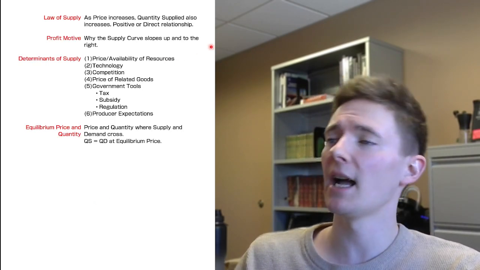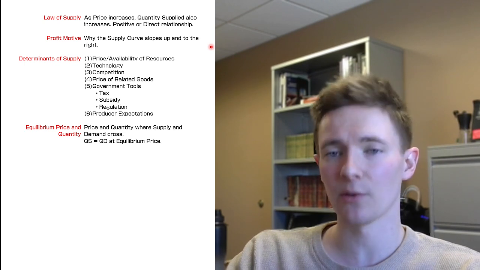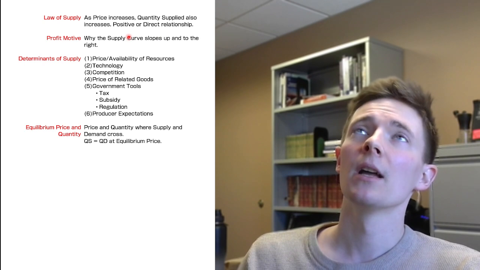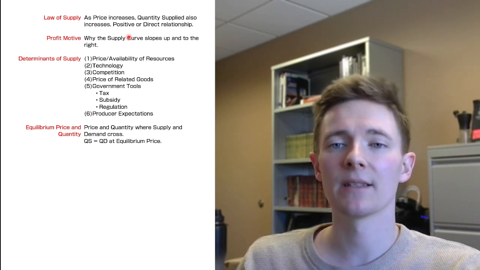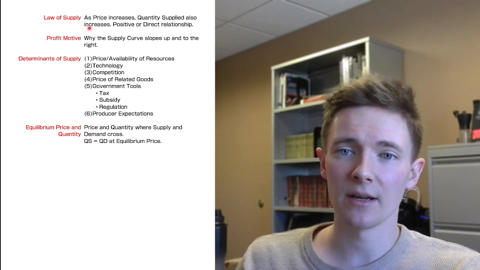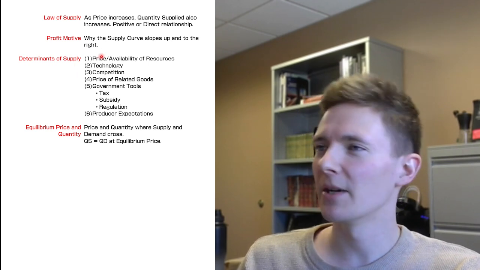Okay, and then moving on to supply. The law of supply is as price goes up, quantity goes up, or as price goes down, quantity goes down. There's a positive or direct relationship. And the reason why that happens is because when the price of something goes up, entrepreneurs or businesses want to produce more of that thing because they are chasing the profits. So the supply curve goes up and to the right because of the profit motive. It's also a cost curve, but I won't get into that right now.